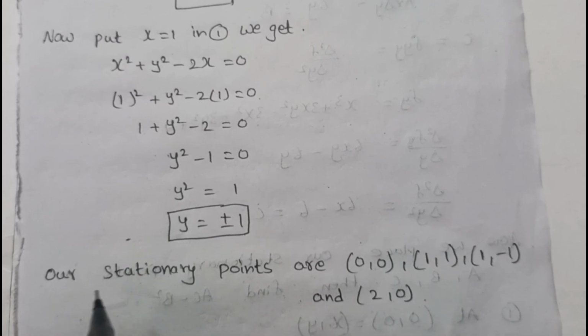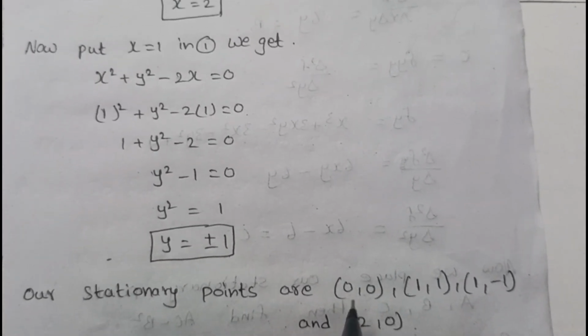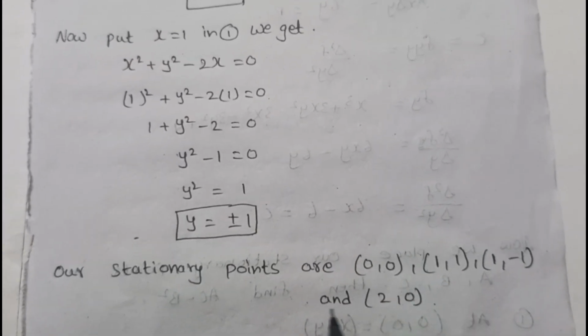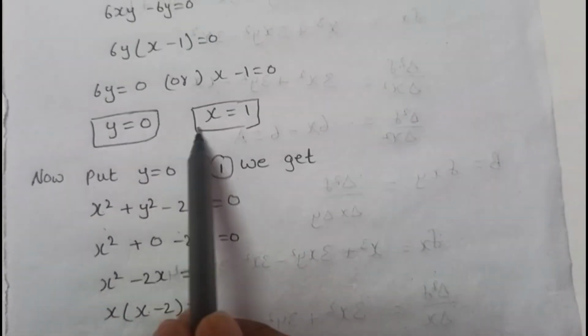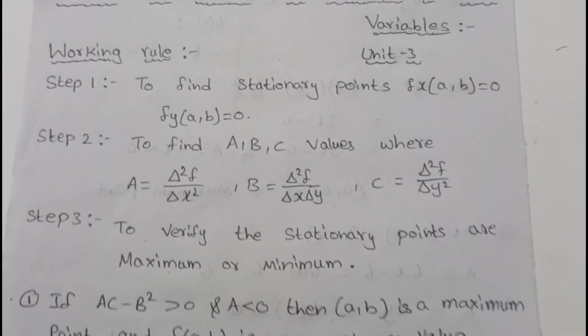So in this way we can find the stationary points. Our stationary points are: first one 0 comma 0, second one 1 comma 1, third one 1 comma minus 1, and fourth one 2 comma 0. So we are getting 4 stationary points. How to find the stationary points? By doing it this way: we take one x value and one y value and join them, so they group as x comma y. We get 4 stationary points. More than 4 also we can find.